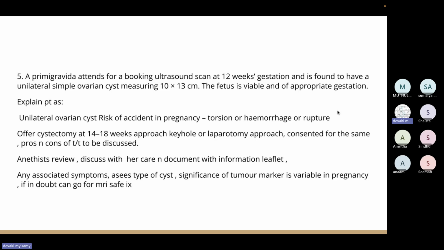Anesthetist review, discuss with her care and document with an information leaflet. We need to give her an information leaflet. Any associated symptoms, any type of cyst.